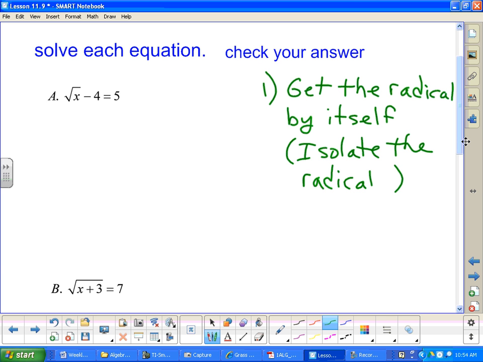So we always need to check, is there anything on the same side as the radical that I can get rid of so that it's by itself? In this case, we can see that this minus 4 is not under the radical sign. So the first thing I need to do here is get rid of that 4. If there's anything not under the radical sign that's on the same side as it, I need to get rid of that thing by isolating the radical first. Once I isolate the radical, then I can go ahead and square both sides and find my answer. So we square both sides again, and we get that x equals 81.